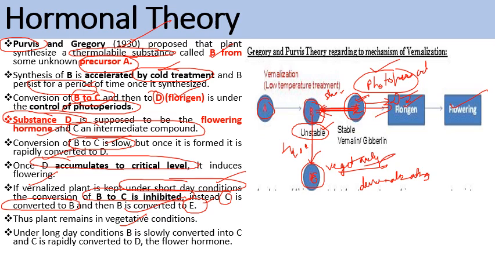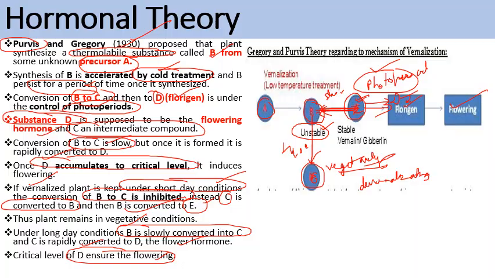Under long day condition, B is slowly converted into C form, and C is rapidly converted into D form, that is the flower hormone, and the plant will produce flower. So critical level of D ensures the flowering. So this is all about the hormonal theory, which is proposed by Purvis and Gregory.